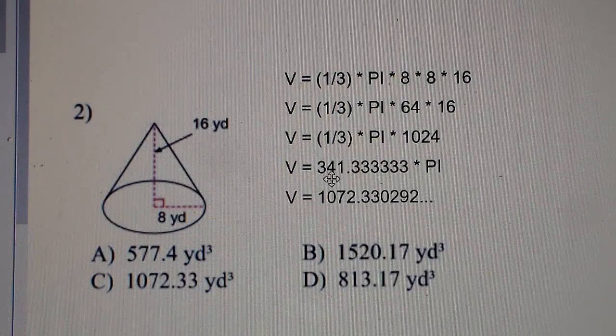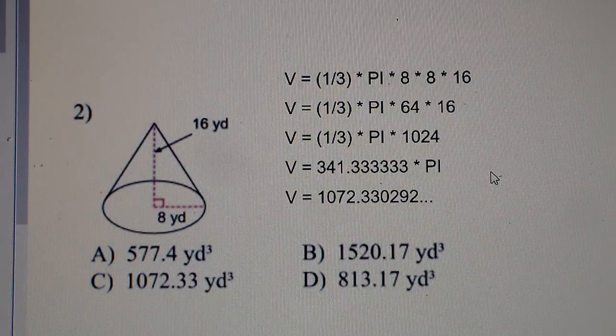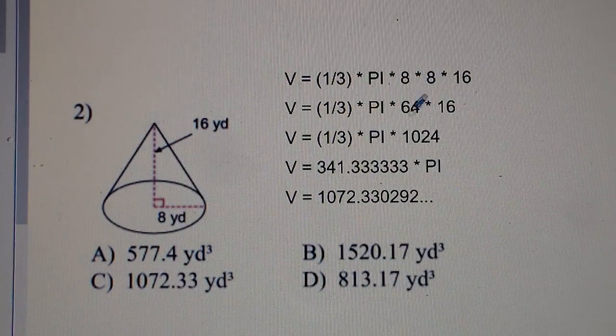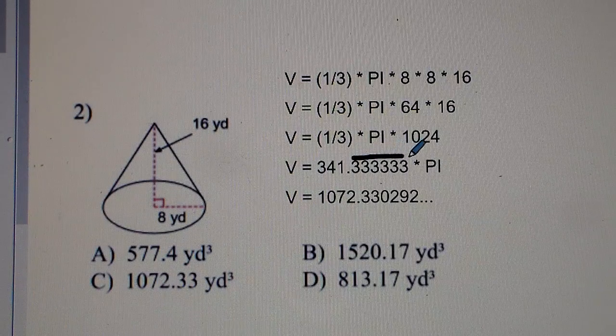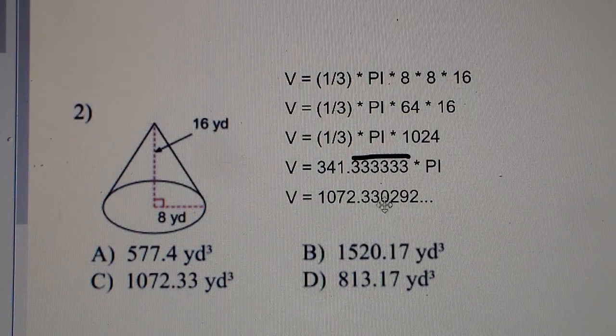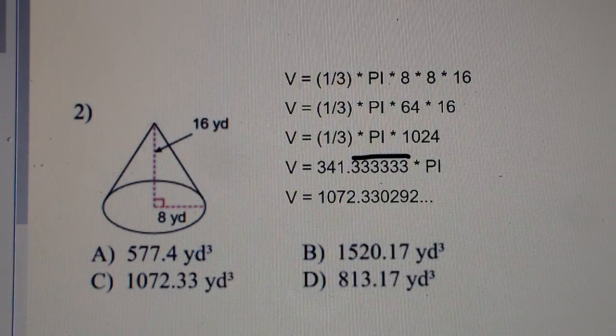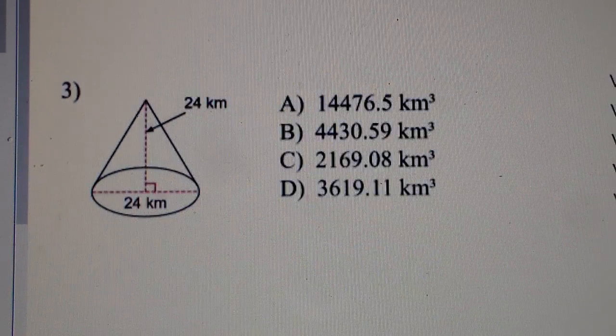1/3 of 1024 is 341.3 bar notation. That should be a bar above. Times pi. And that number times pi gets you 1072.330292..., and that's the volume of the cone.